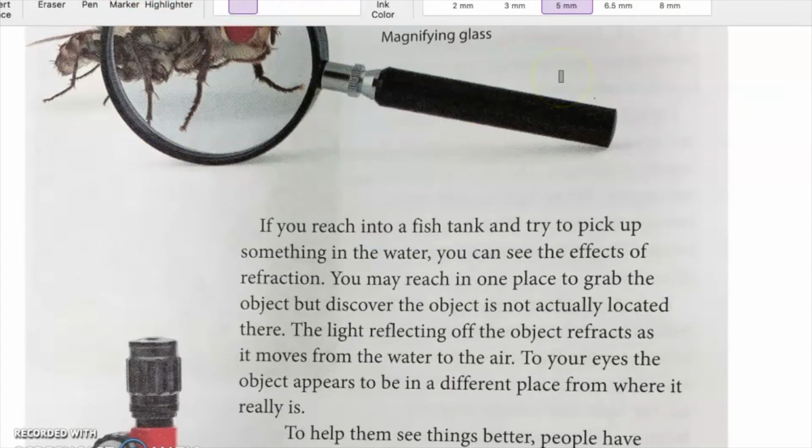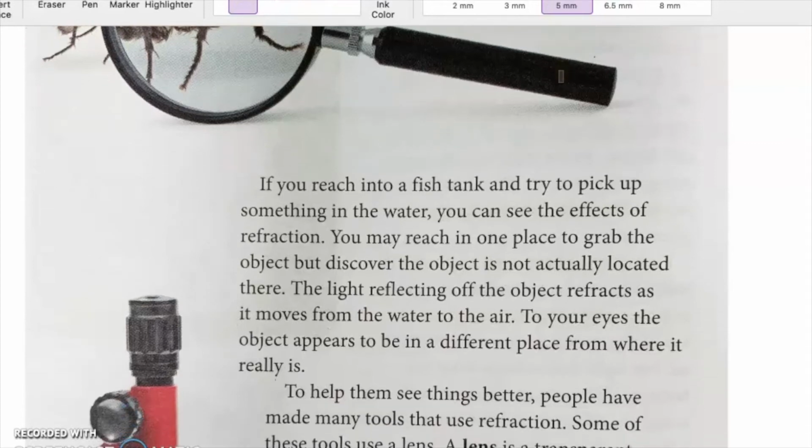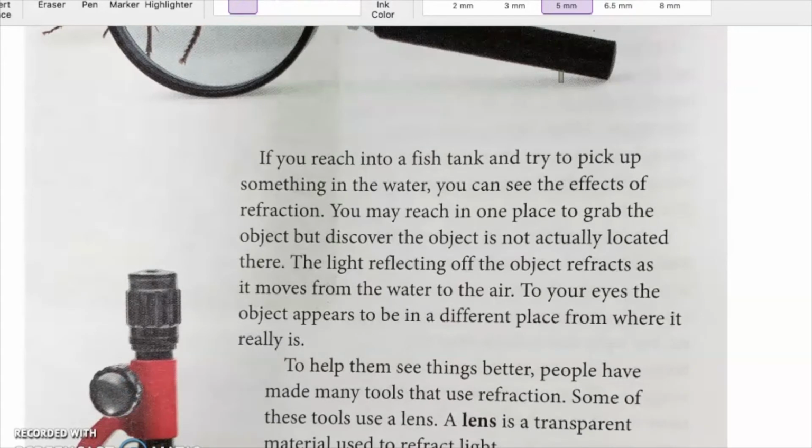If you reach into a fish tank and try to pick up something in the water, you can see the effects of refraction. You may reach in one place to grab the object, but discover the object is not actually located there. The light reflecting off the object refracts as it moves from the water to the air. To your eyes, the object appears to be in a different place from where it really is.